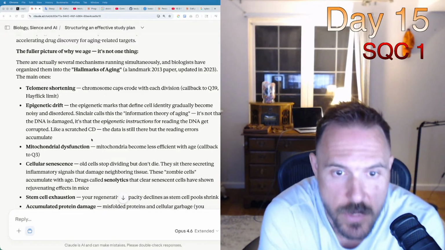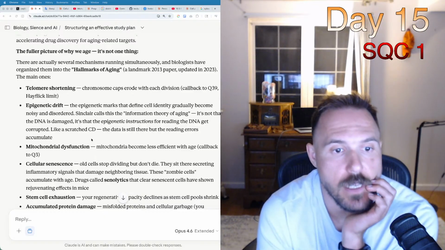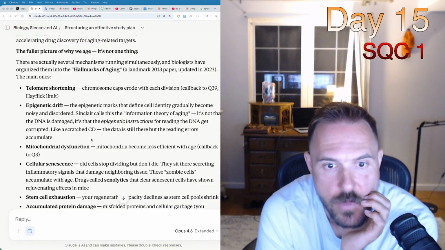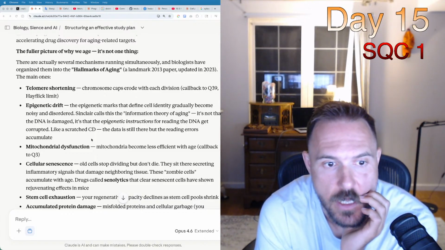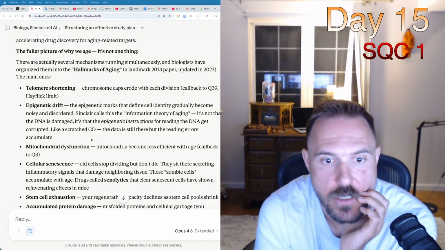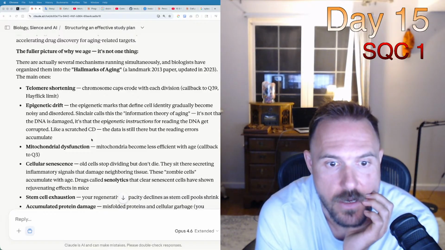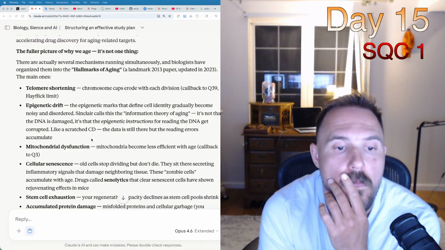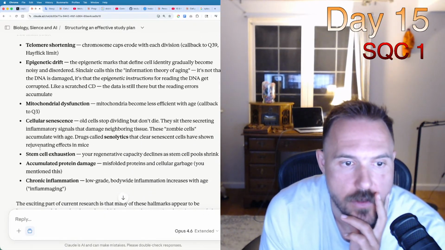Mitochondrial dysfunction. Mitochondria become less efficient with age. Call back to Q3. Cellular senescence: cells stop dividing but don't die. Oh, interesting. They sit there secreting inflammatory signals that damage neighboring tissue. These zombie cells accumulate with age. Drugs called senolytics that clear senescent cells have shown rejuvenation effects in mice. Oh, interesting. I need to look into this.